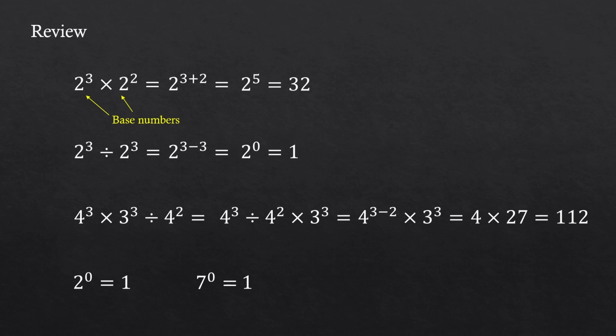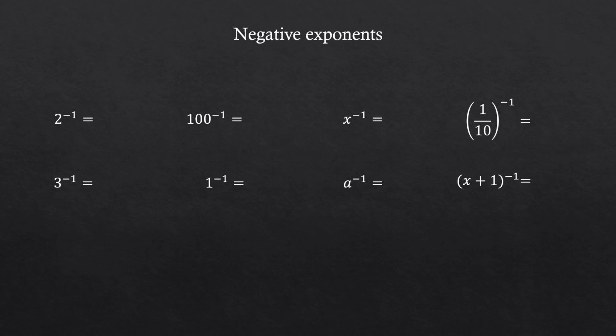Now let's get back to our topic. We're going to first learn about negative exponents. I'll go straight to the point, okay? As you can see, this is the negative exponent. What is 2 to the power of negative 1? That should be 1 over 2. 100 to the power of negative 1 should be 1 over 100. Do you get the idea?